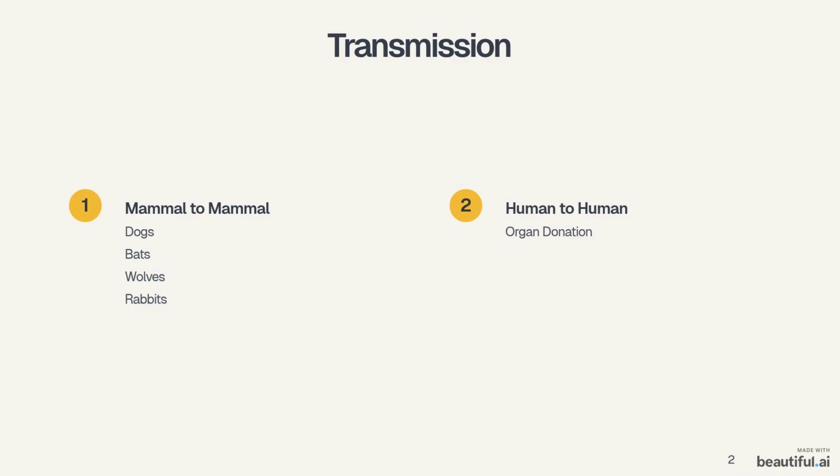There are two modes of transmission. One is mammal to mammal, which can be animal to animal or animal to human, which is the most common way humans can be infected. That is typically from an animal bite or being in contact with an animal's saliva to an open wound or cut. The second way is from human to human, although this is very rare and only occurs in situations like an organ or tissue transplant.